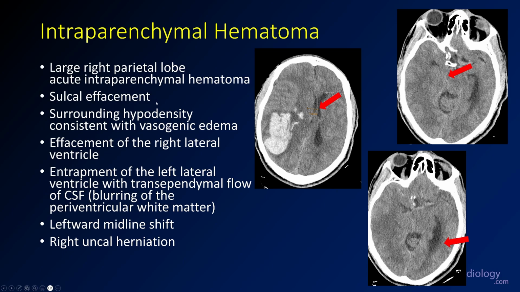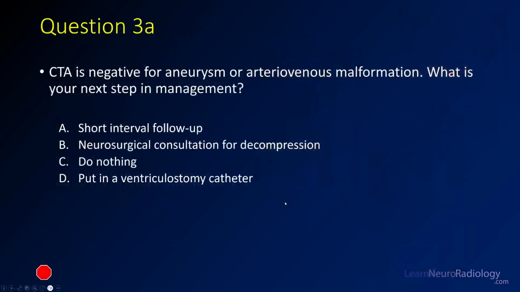Again, we talked about sulcal effacement, so you don't see the sulci on that side. Some edema around it. Effacement of that lateral ventricle, definitely some entrapment of the left lateral ventricle, which you see here, because it's not able to drain CSF normally. And you see a little bit of edema around it, and that's paraventricular edema from acute hydrocephalus. Definitely left midline shift, definitely uncal herniation. You see the uncus here is pushing the midbrain to the contralateral side.